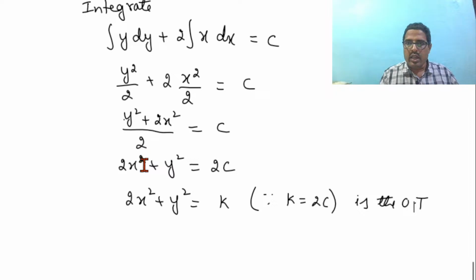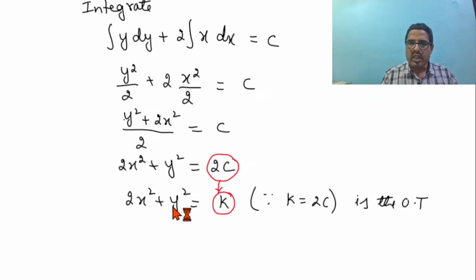If you are asking about this step, here first I am writing 2x square, then y square. You just cross multiply this 2 to the other side, it becomes 2c. Further, I am replacing this 2c value. 2c is a constant, so I am replacing 2c by another constant k and writing the left hand side as 2x square plus y square equals k. That is the final solution.